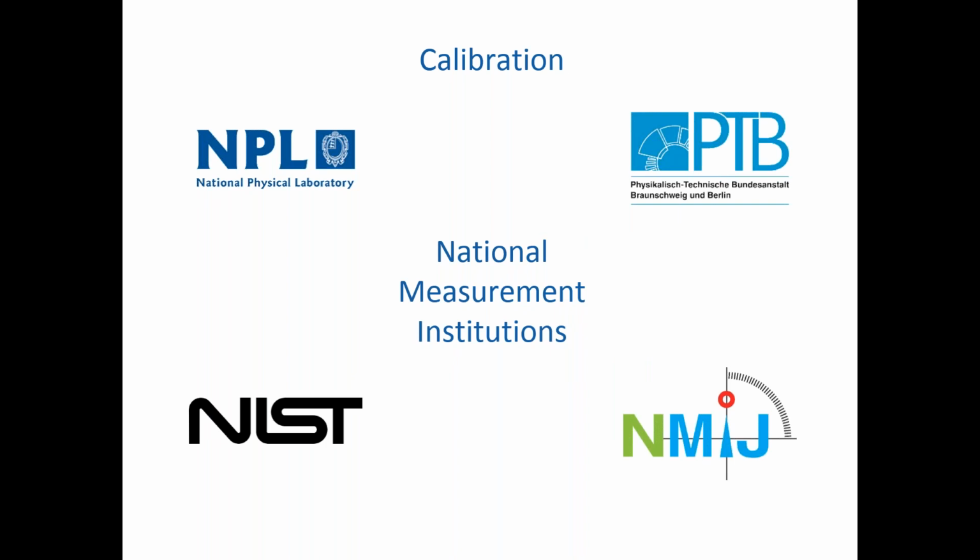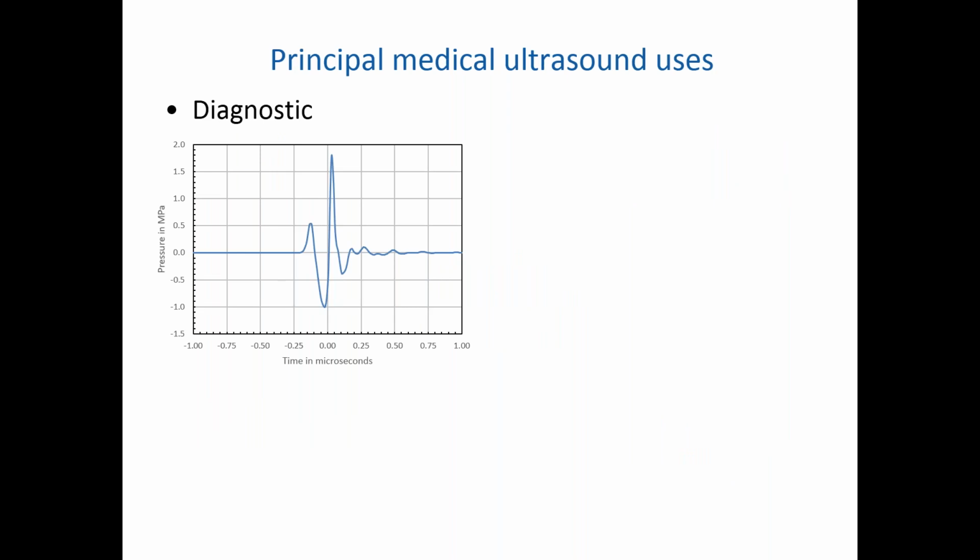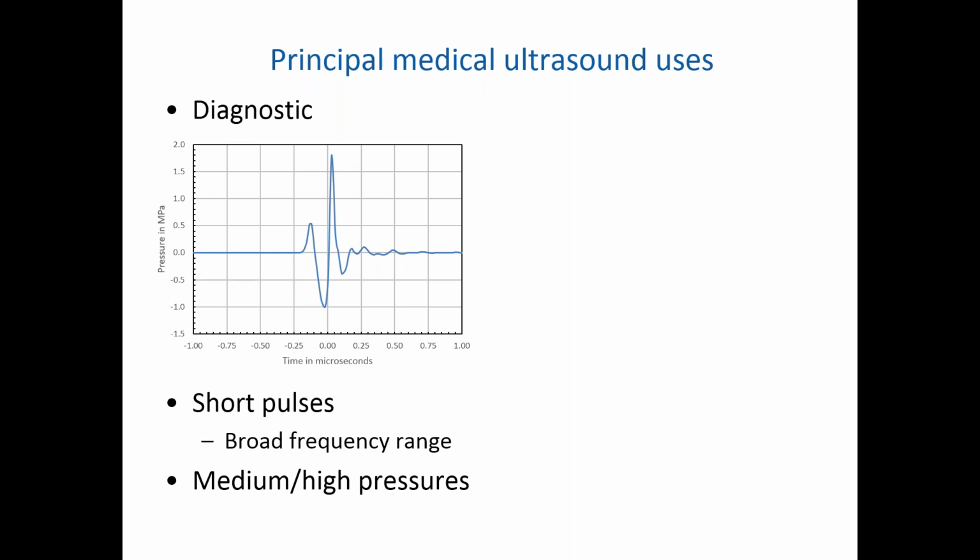It's probably also worth considering what are the principal medical ultrasound uses. We've talked about diagnostic ultrasound, and therefore it's probably useful to be able to identify the sort of signals that we may get. So a not uncommon diagnostic pulse will be as seen here. These are typically short pulses. They often have a broad frequency range, a broad content of frequencies contained within there, and they can be medium to high pressures.